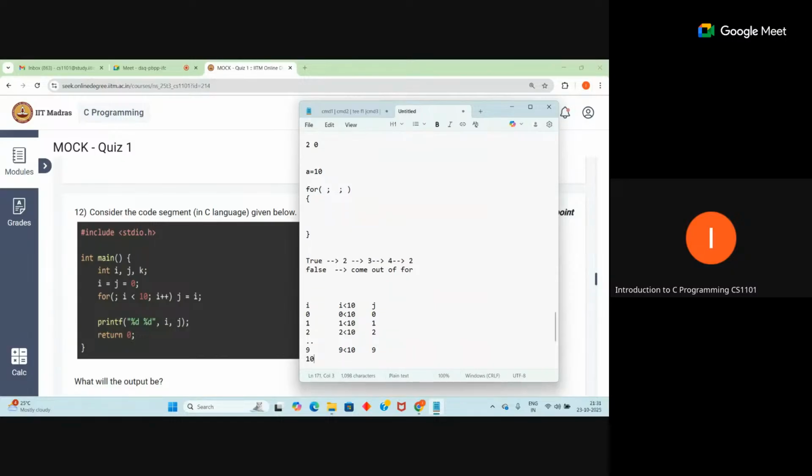And then I becomes 10. 10 less than 10 is false. The condition is false, so it will stop. It won't execute this statement in that case.